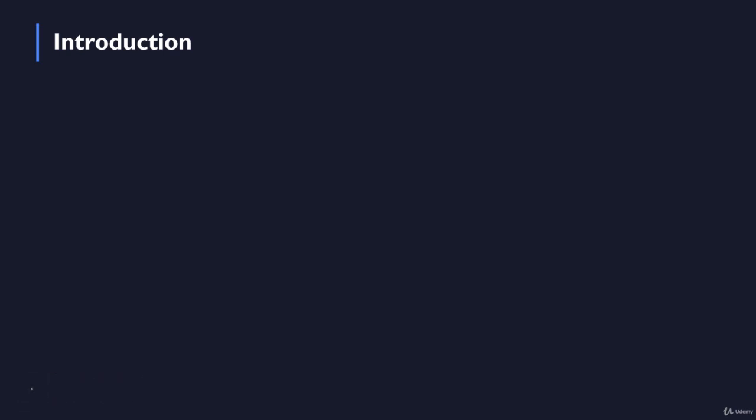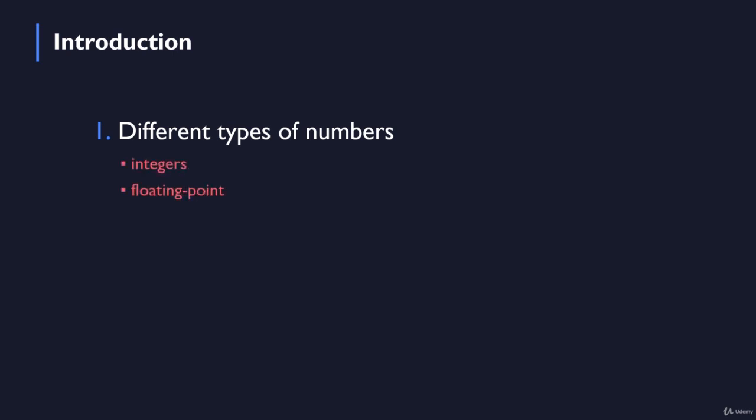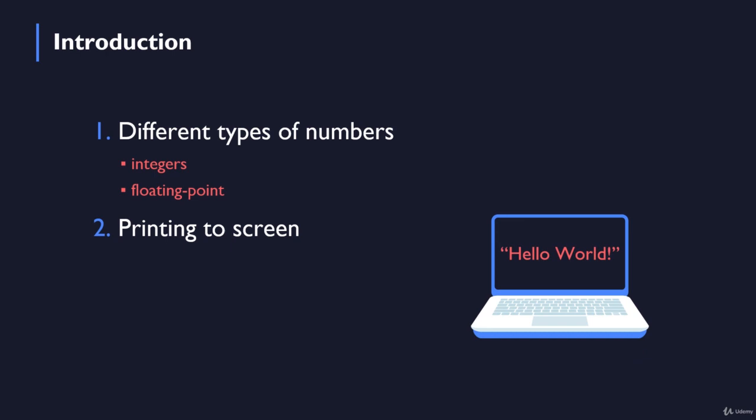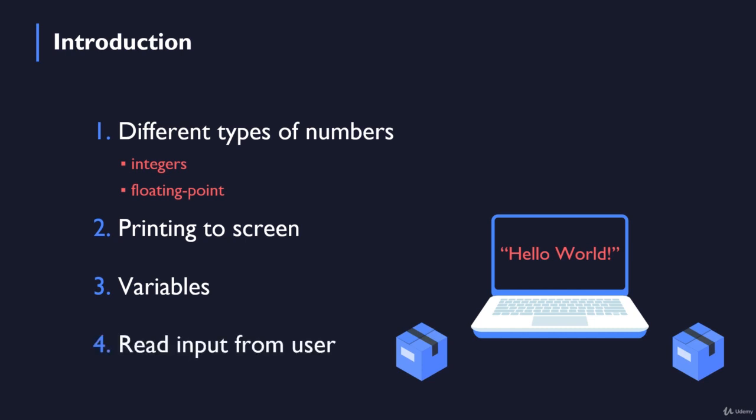So by this point you should be well familiar with different types of numbers, for example integers and floating point numbers. We also talked about how to print or display something to the screen, starting with the famous Hello World example. We then talked about variables, and at this point you should know what variables really mean, how to create them, how they can be used, and so on. And lastly, we also discussed how we can read an input from the user.